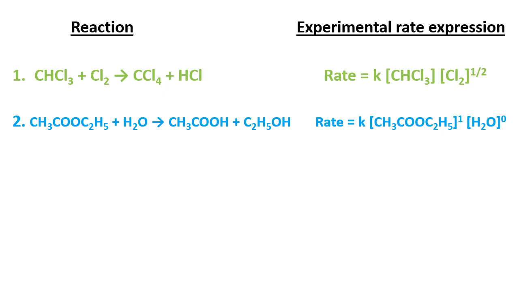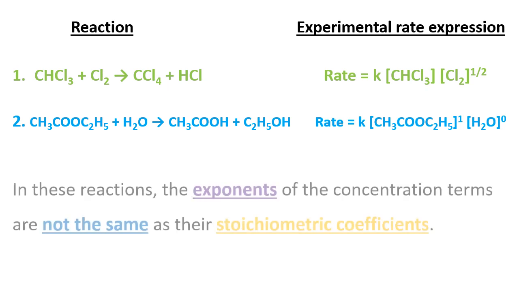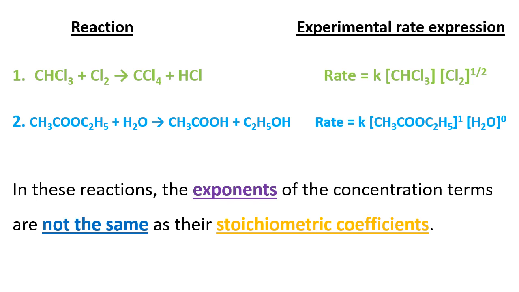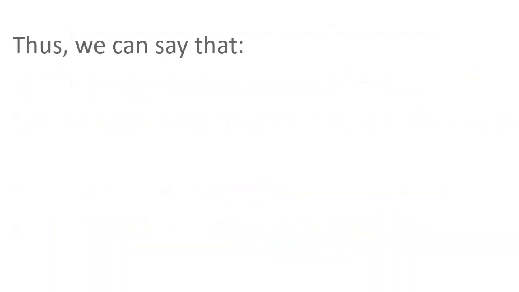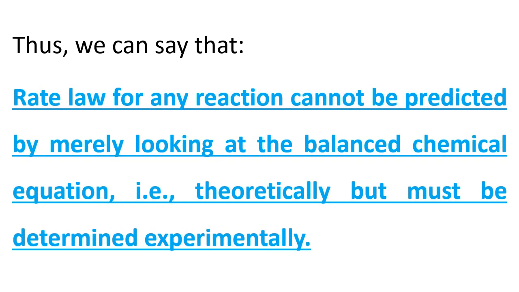Second reaction is ethyl acetate reacting with water to form acetic acid and ethanol. Rate = k [ethyl acetate]¹ [water]⁰. In the above reactions, exponents of the concentration terms are not the same as their stoichiometric coefficients. Thus, rate law for any reaction can't be predicted by merely looking at the balanced chemical equation, that is theoretically, but must be determined experimentally.